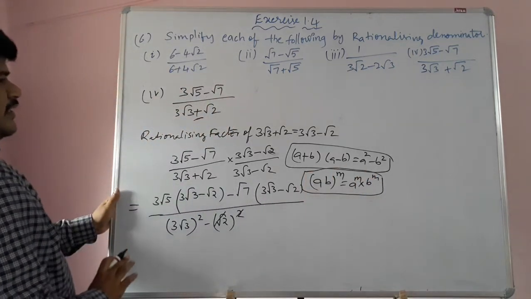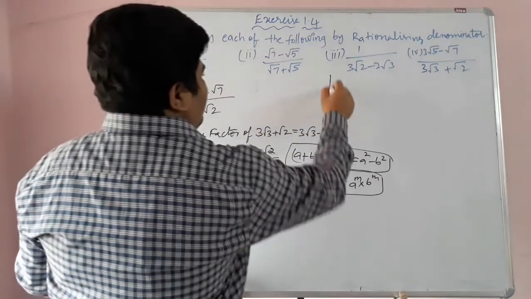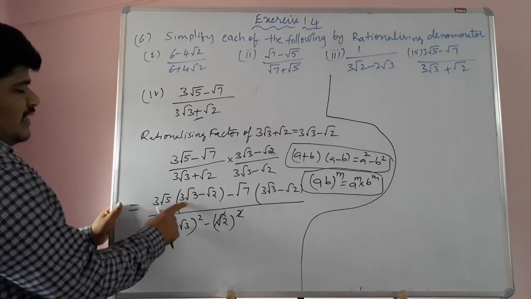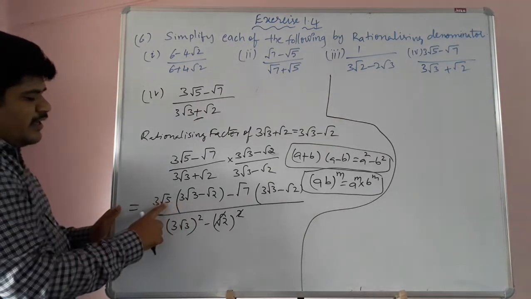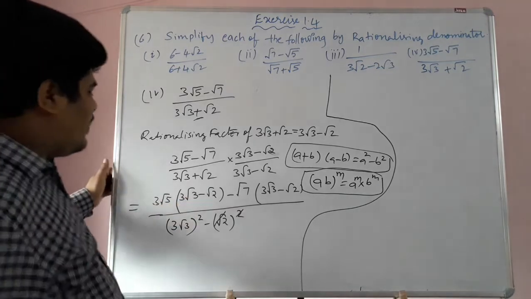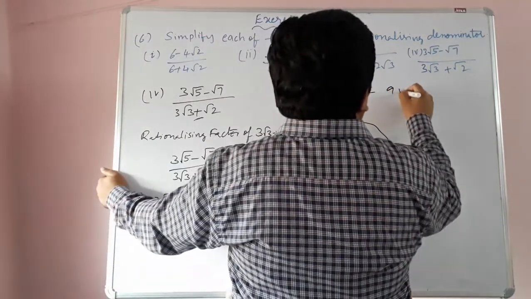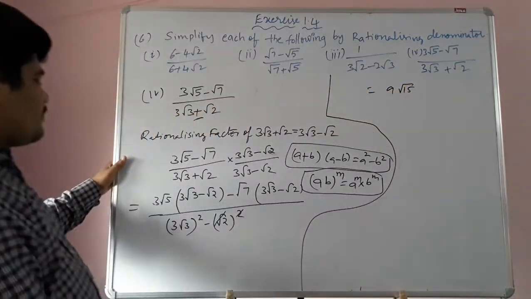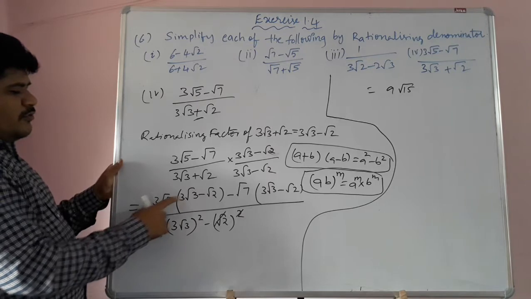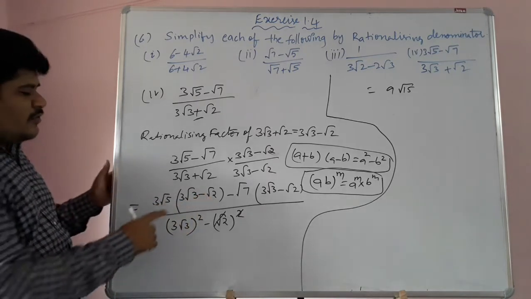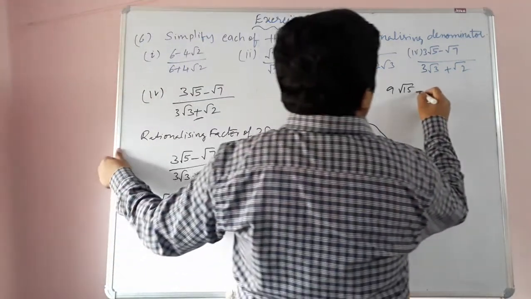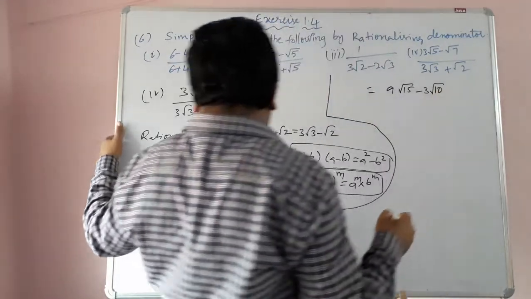Okay. So students, now we are multiplying two binomials in the numerator. 3 root 5 into 3 root 3: 3 3s are what, students? 9. And root 5 into root 3 is root 15. So 3 root 5 into 3 root 3 is 9 root 15. Okay, 9 root 15. Now plus into minus is minus. 3 root 5 into root 2: root 5 into root 2 is root of 5 into 2, root 10. So we can write it as minus 3 root 10. Okay, minus 3 root 10.